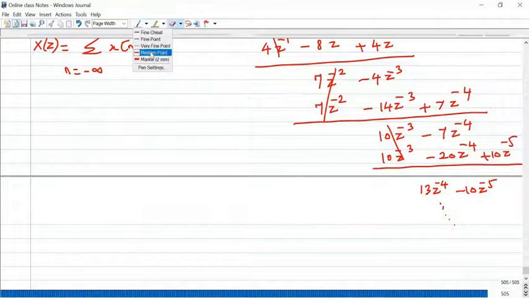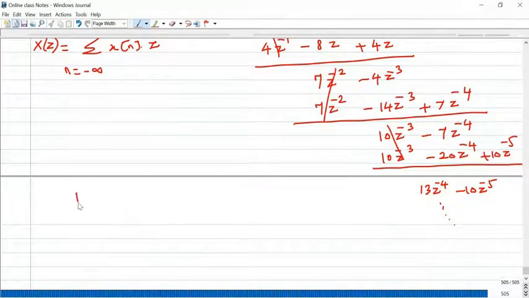Second case is given. If x of n is to be non-causal, then how to derive? X of n to be a non-causal signal.